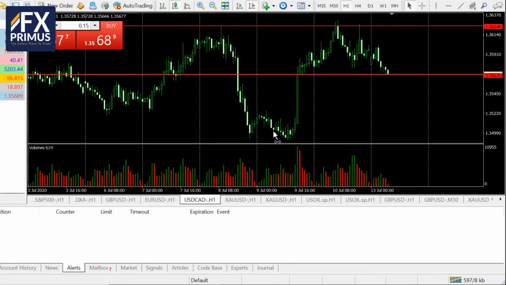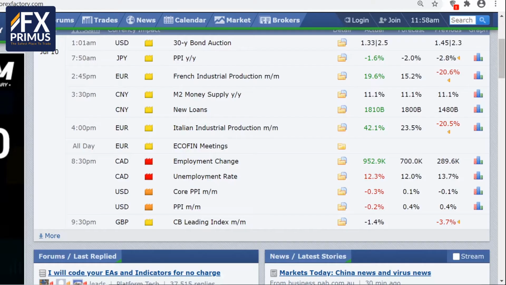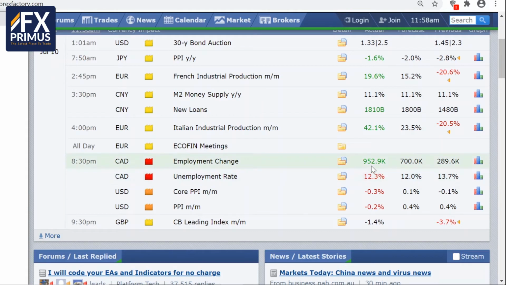So we do see again the Canadian dollar, as we saw just now. Last Friday, the Canadian dollar had an announcement at 8:30 p.m., which was the employment change data coming in above market expectations, coming in at 952,000 jobs created versus market expectations of 700,000 jobs. However, the unemployment rate increased a little bit to 12.3%, versus market expectations of 12%.